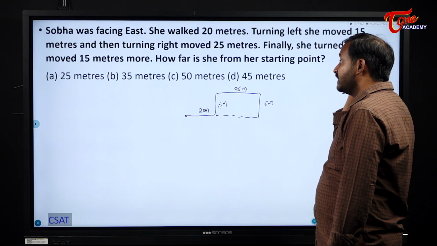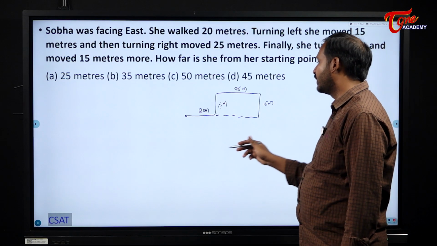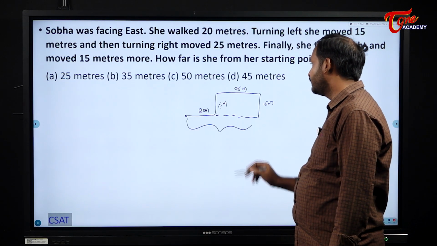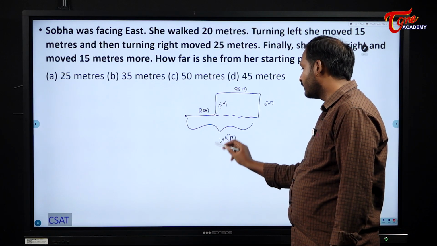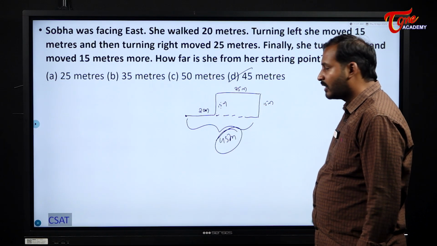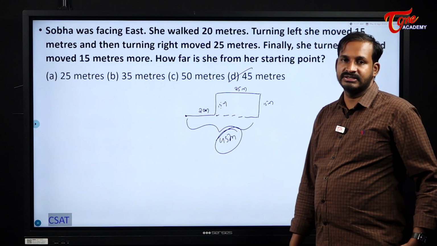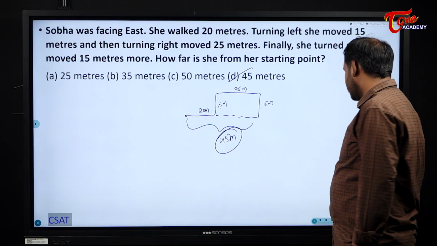How far is she from her starting point? Now tell me how far is she from her starting point? This is 20 and this is 25. Overall this will become what? 45 meters. 45 meters for us here. Understood? The next one.